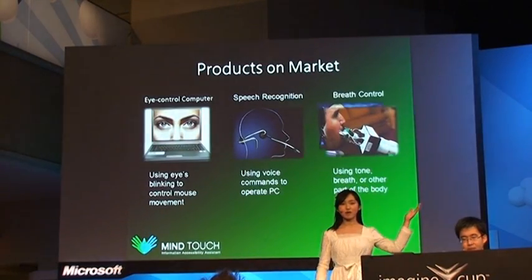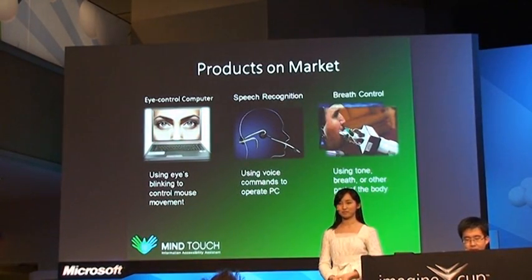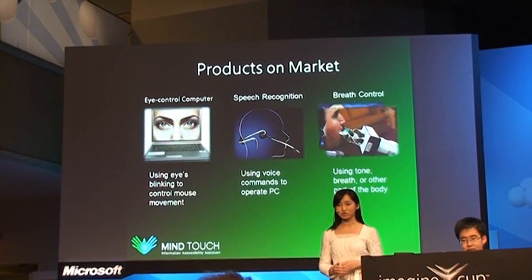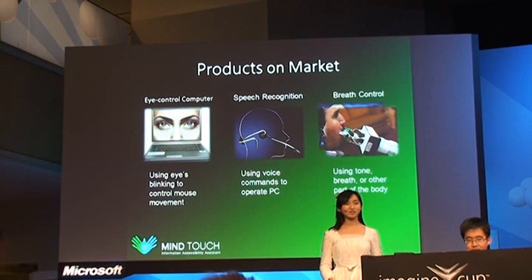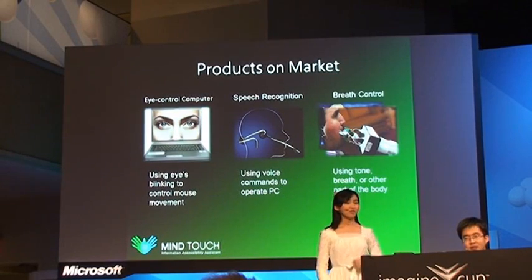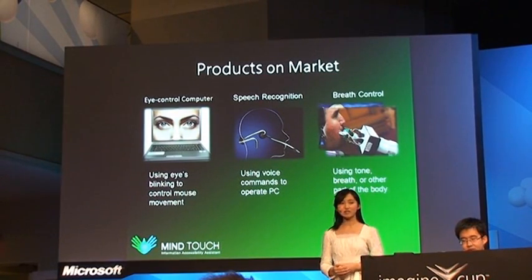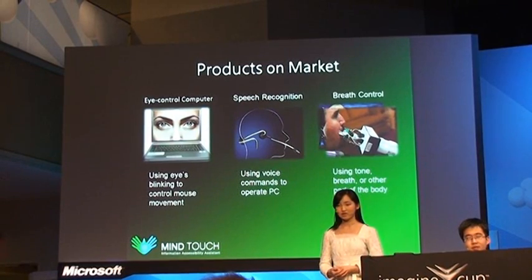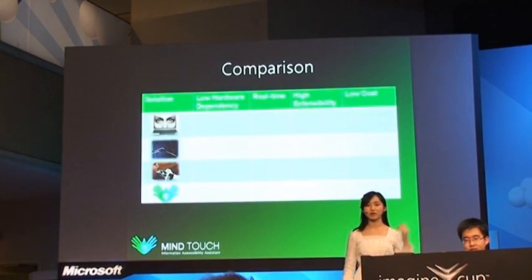Let's see the products on the market that can solve the problem. The eye control computer uses eye detection to control the movement of the cursor. Speech recognition, I don't have to say too much about it because it is commonly used. And breath control uses expiration and inspiration to control the movement of the cursor. However, they have advantages and disadvantages. Let's see the comparison among those products.